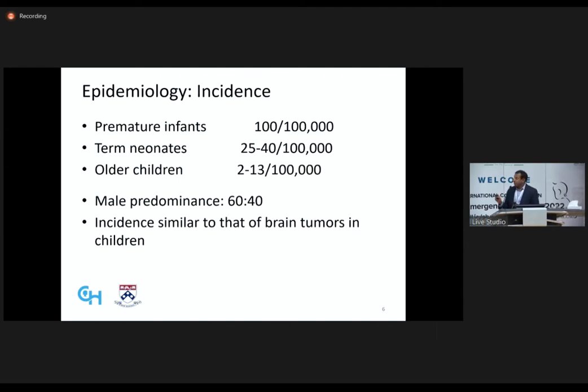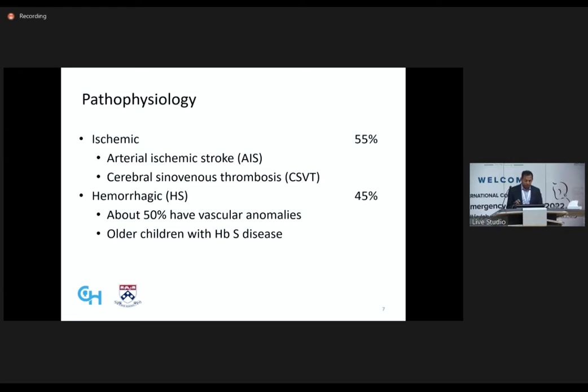And this is a really important statement here. Its incidence is similar to that of brain tumors in children. And we always talk about brain tumors, right? We worry about how to diagnose them, how to treat them. We've seen cases, but we don't talk as much about pediatric stroke.